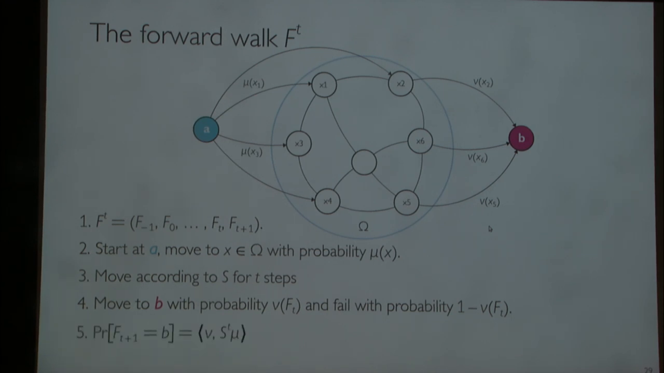And what is the probability that I end up at B? It's this inner product where u and v are now replaced with mu and nu.